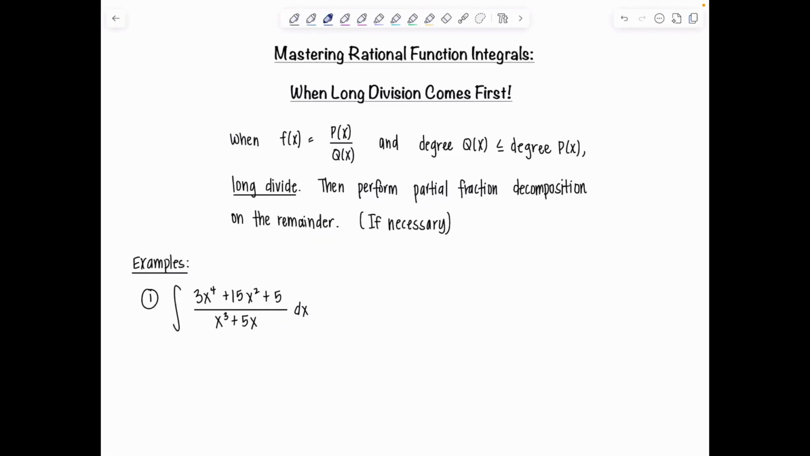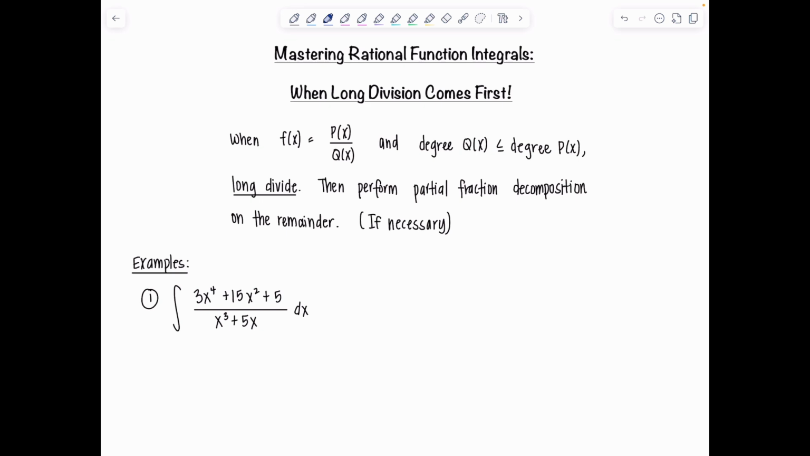Today we're diving into rational function integrals, specifically the ones where long division has to happen before you break out the partial fractions. Trust me, this step makes all the difference. So how do you know when you need to long divide first?